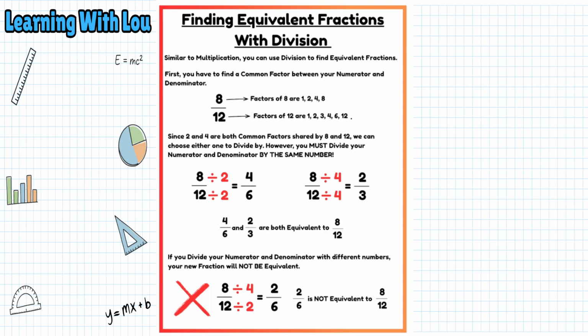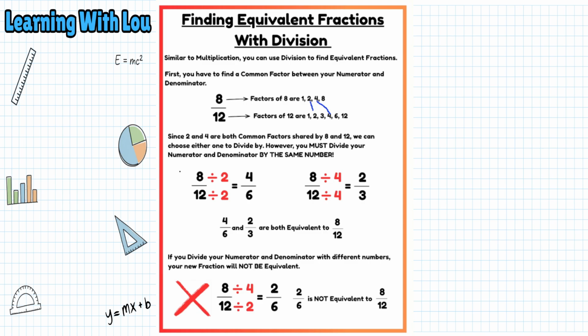Now that I have my two factor lists, I'm going to take a look. Are there any common factors? Now, obviously, number 1 is always going to be a factor, but we're just going to ignore that because if you were to divide 8/12 by 1, you would just end up with 8/12. You didn't find anything new. So I see that 2 is a shared number. And I see that 4 is also a shared factor, so I'm going to divide by both of them just to show you the examples.